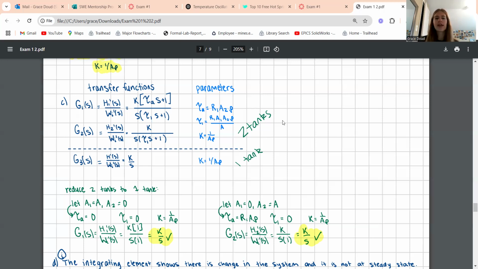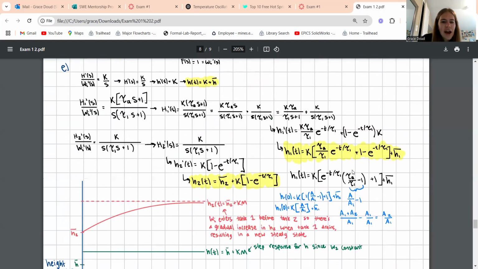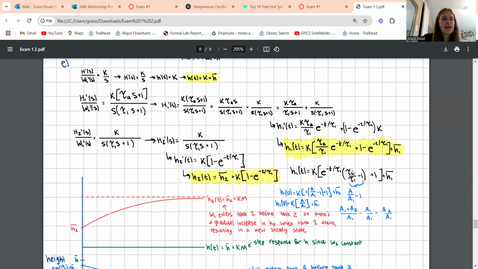And then I did the same thing, and said that A1 was 0 and A2 was A, so I plugged in, got all my constants, and then I used the G2 version of it because A1 is 0, so similarly H1 doesn't exist because A1 doesn't exist. And then I got the same K over S there. Great. Okay, moving on to our last thing, part E.